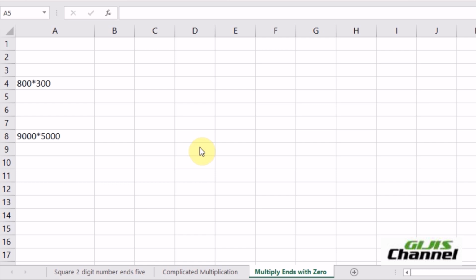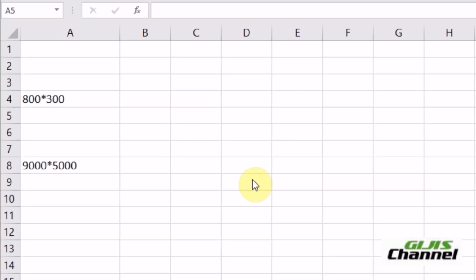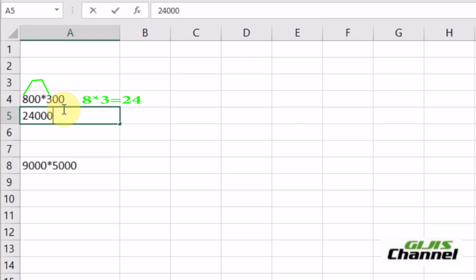Let's see a simple example. How to multiply two numbers when they have zeros at the end. It's very easy. Most people know it. The first thing you have to do is multiply the two numbers, that is 8 times 3. So 8 times 3 is 24. Then add all the zeros. How many zeros are there? 1, 2, 3, 4. Just add them. So the answer is 240,000.